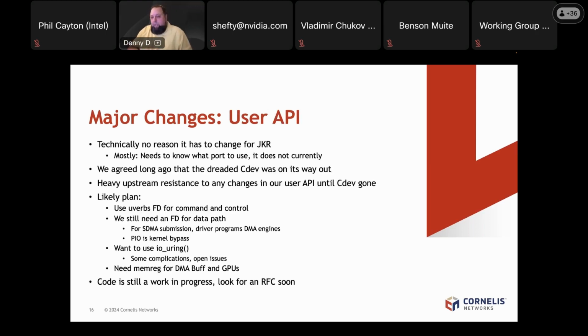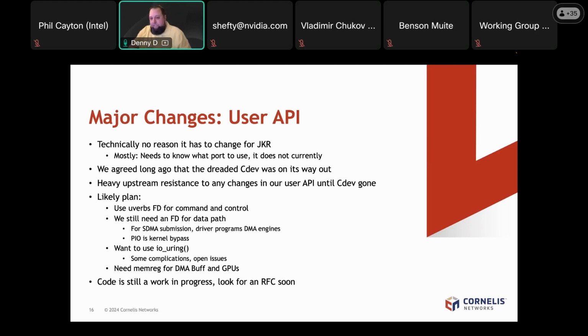As far as the user API changes goes, technically there's no reason that we have to change the user API, other than to know what port it is. Looking ahead, we actually don't have a port number in there currently, so we have to do that. But when we first upstreamed Wolf River a long time ago, there was a big backlash about the character device that we have, and we agreed that we would remove it eventually. Well, eventually is here.